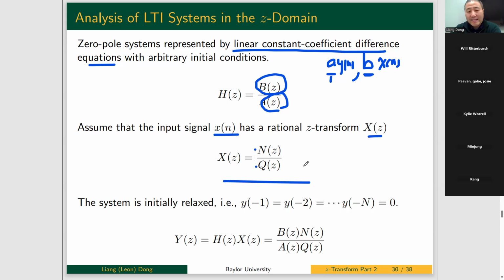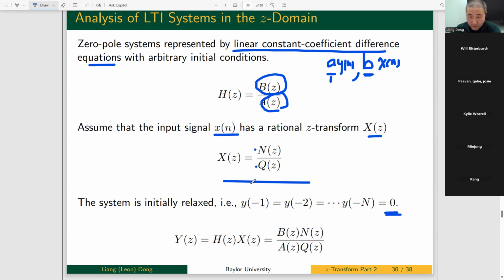If the system is initially relaxed, and we test this on the exam as well, that means at time n naught equal to 0, the initial conditions y[n0-1], y[n0-2], all the way to the highest order of my system, y[n0-N], are everything equal to 0. So it's initially relaxed.